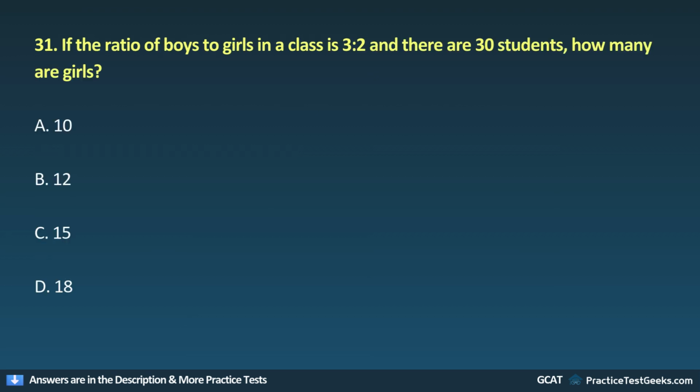31. If the ratio of boys to girls in a class is 3:2, and there are 30 students, how many are girls? A. 10. B. 12. C. 15. D. 18.